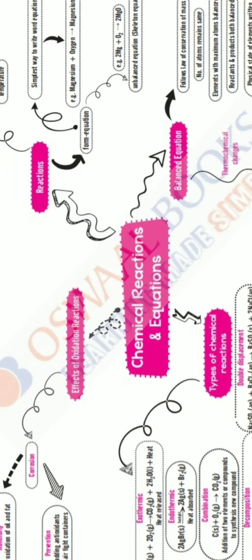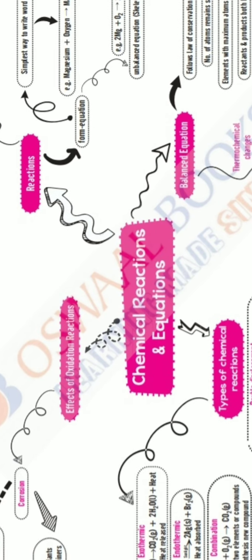Okay, let's see the mind map of it. So chemical reactions are divided into four types. Let's see an outlook of it. The first one is reactions, then balanced equation, types of chemical reactions, and oxidation and reduction reactions.